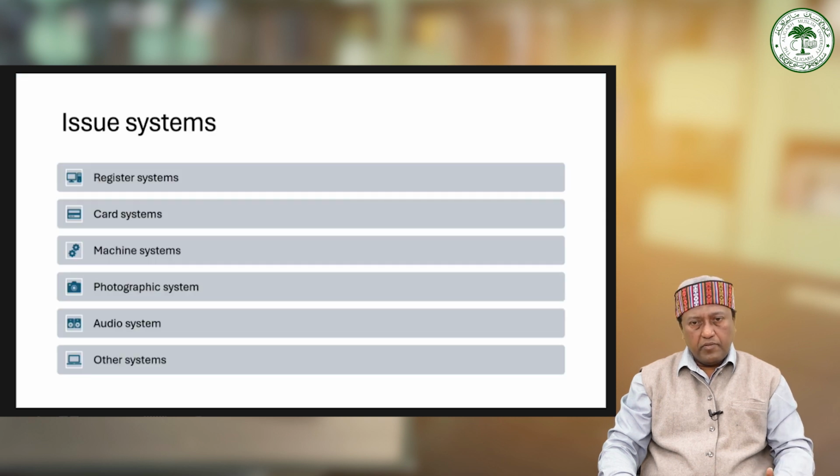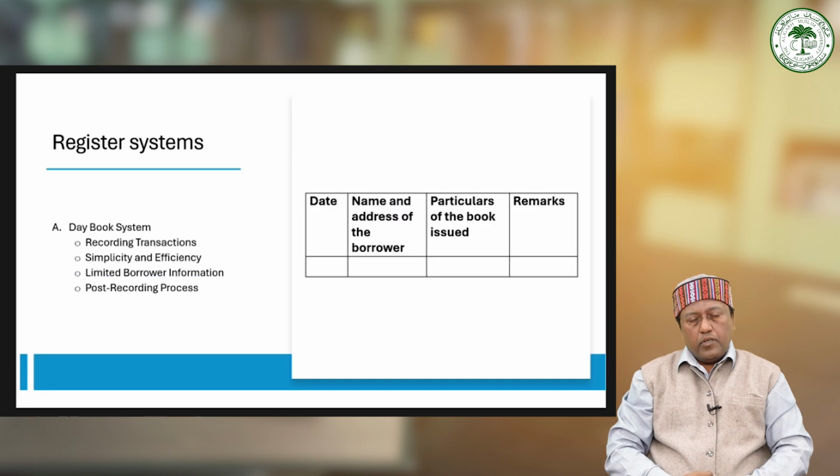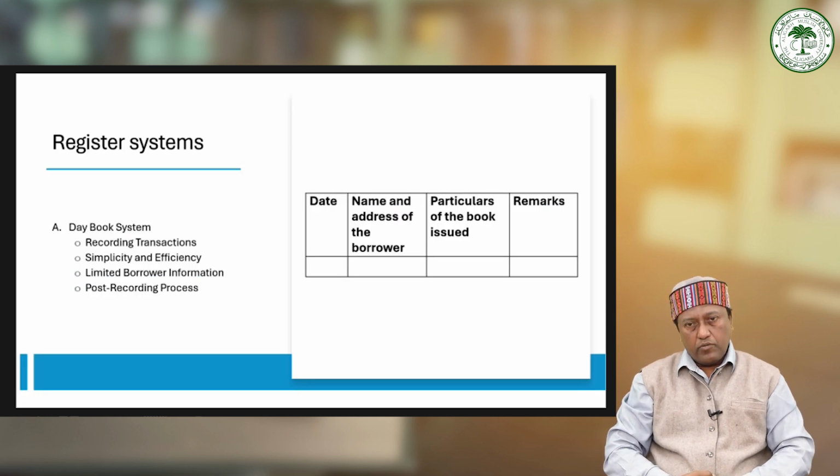So as we have discussed, we will be discussing these systems: the register system, card system, machine system, photographic system, audio, and then other systems which can include your automated charging system, automated charging and discharging systems, especially in the automated libraries. And in the register system, we'll be discussing the daybook system.